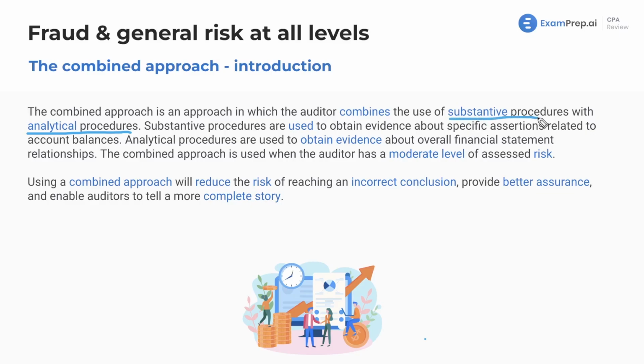So the auditor can do both of these. So whenever you see the term combined approach, that's what it's talking about here. We're doing both of these. As I said, substantive procedures are used to obtain evidence about specific assertions. And we will see all of this. If you want to jump to that, this is going to be in our revenue cycle, expenditure cycle, payroll cycle, all those cycles we've got waiting for you. Analytical procedures are used to obtain evidence about overall relationships between the account balances.